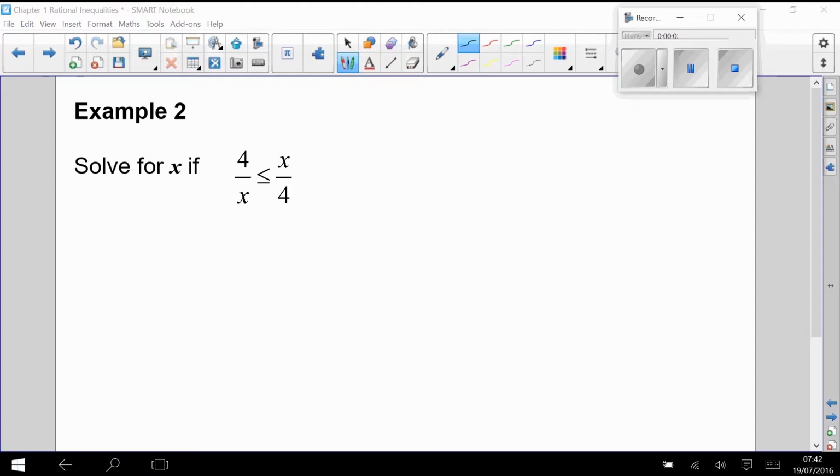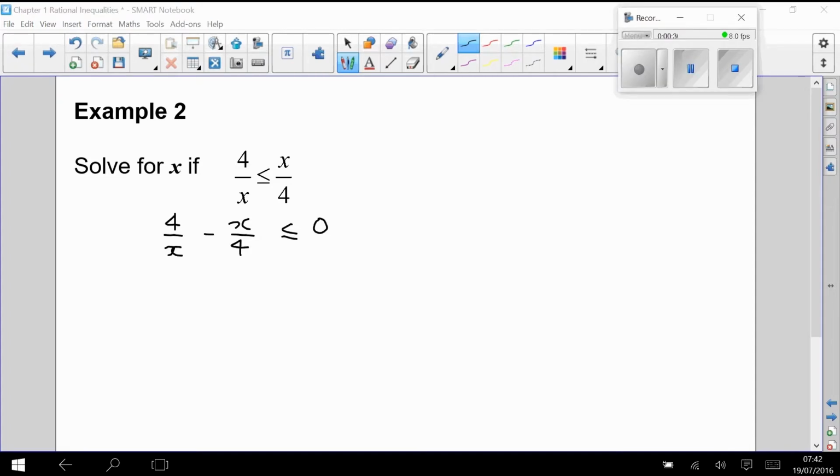When solving an inequality, we must make sure, like we did with equations, that all our information is on one side and we have 0 on the other side. When we do this, we're going to take the x over 4 to the left-hand side. In other words, I'm now going to have 4 all over x minus x all over 4, and that's still going to be less than or equal to 0.